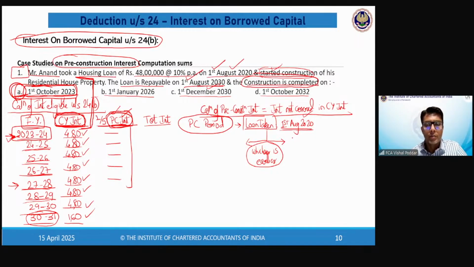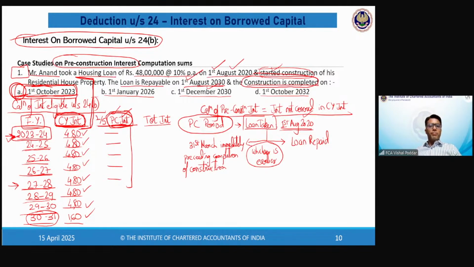They are giving two dates. The date for completion is the loan repayment date, or now the technical part, 31st March immediately preceding completion of construction. This is the technical one.